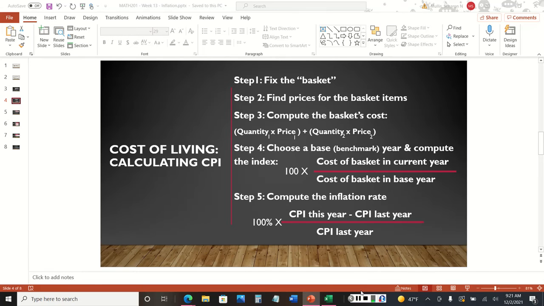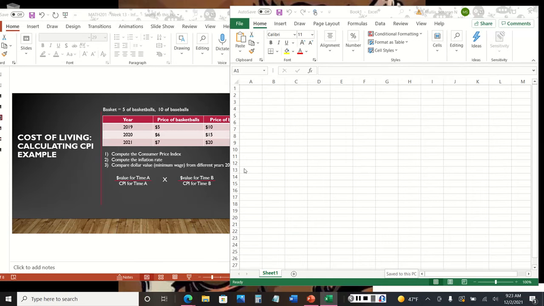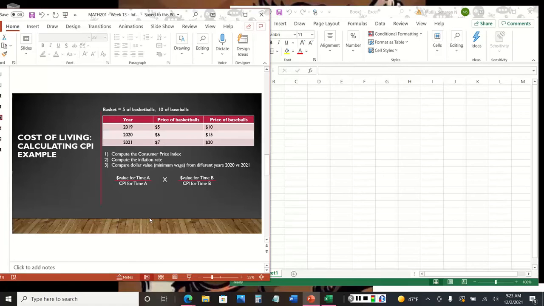So this might sound confusing, but we're going to do an example to put the steps into play so you can get a better idea of how we're calculating the consumer price index and also the inflation rate.